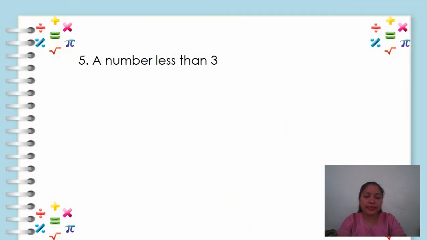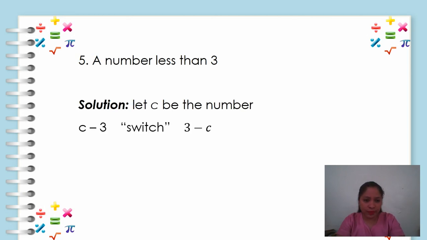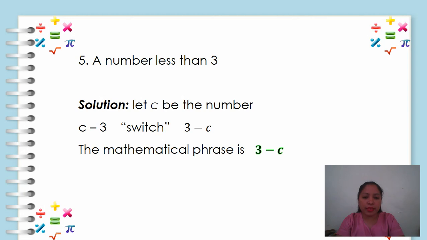Next, a number less than 3. Ang keyword naman natin dito ay less than. So, you are going to use the minus sign. Solution, let C be the number. And then, if you are going to translate the verbal phrase, a number less than 3, so that is C minus 3. But you have to switch 3 and a number. So, 3 minus C. So, therefore, the mathematical phrase is 3 minus C. So, kailangan mo lang tandaan yung mga verbal phrases o yung mga word na nagsiswitch.